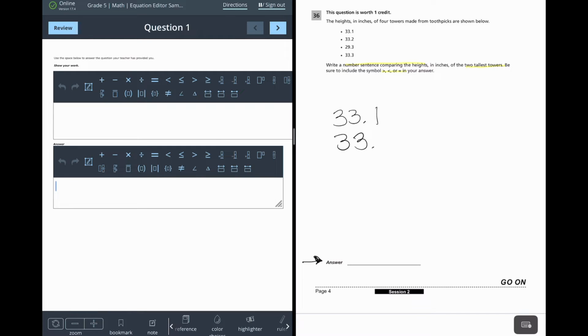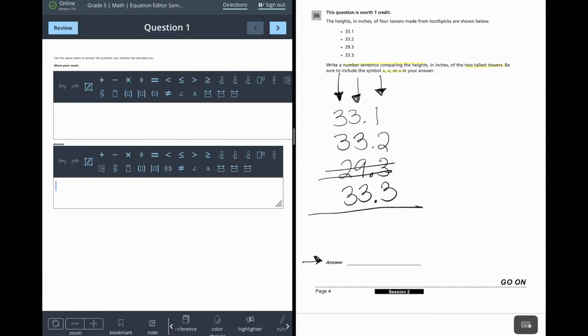So I like stacking them: 29.3, 33.3. And I'm going to start with the biggest place value because I'm looking for the biggest number. So automatically we can cross this one out. And now all my 3's are the same in the tens place. Now we're going to look in the ones place. And they are all 3, so they're all the same value. So now we're going to go to the tenths place.